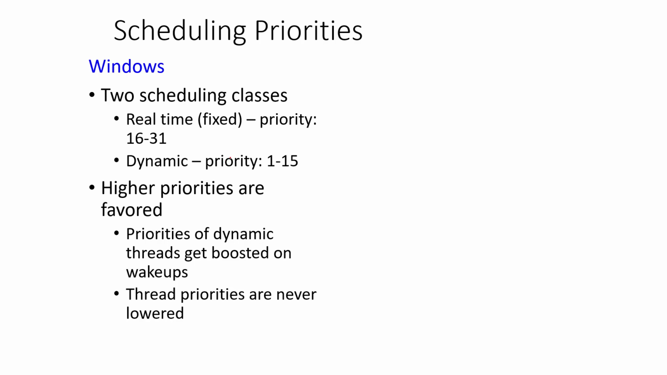As we have seen on Windows, there are two scheduling classes: a real time fixed priority between 16 and 31, and a class from 1 to 15 where the priorities can vary depending upon the behavior of the process. Naturally, higher priorities are favored. Also, the priorities of dynamic threads get boosted when they wake up. What I mean by that is, let's say they are sleeping, or waiting for an IO to complete. The moment the IO comes and the thread becomes a foreground process, its priority is boosted. In general, thread priorities are never lowered unless, of course, the thread is trying to be nice.